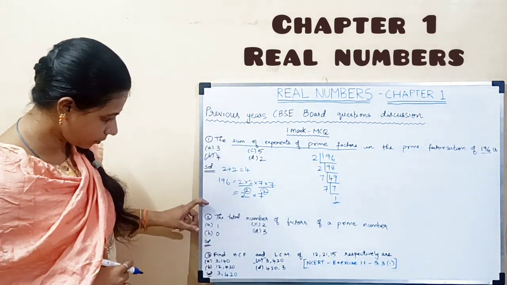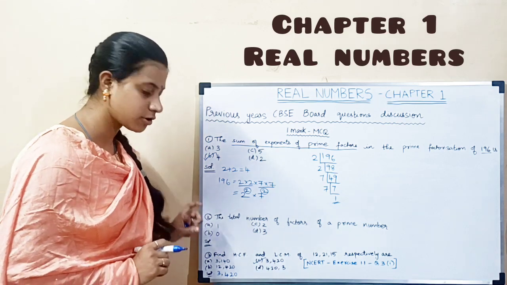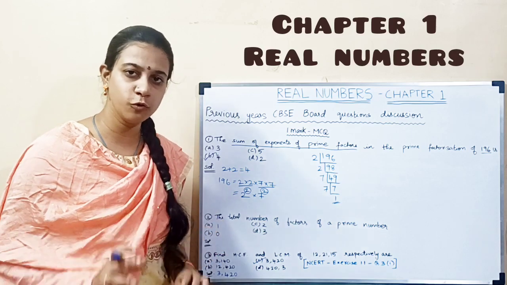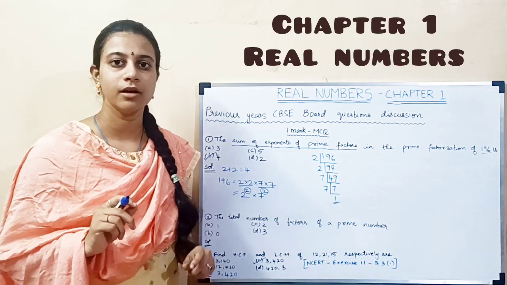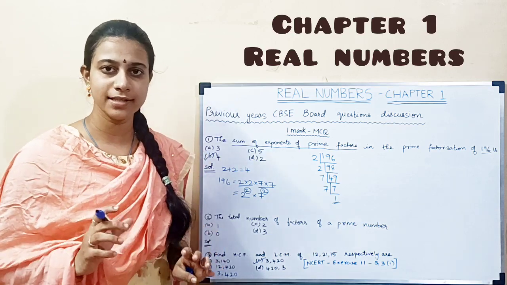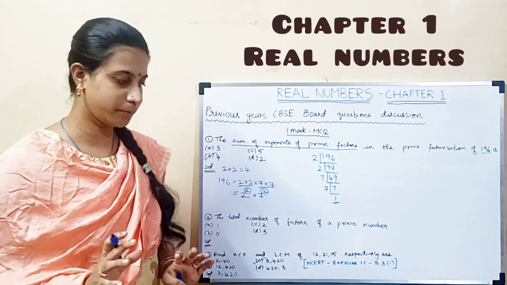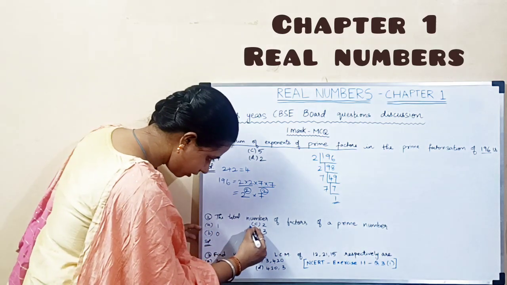Now coming to the second question, it is asked: the total number of factors of a prime number. A prime number has only 2 factors, that is only 1 and itself. Any number which has the factors 1 and itself is called a prime number. So we will take the answer to be 2.